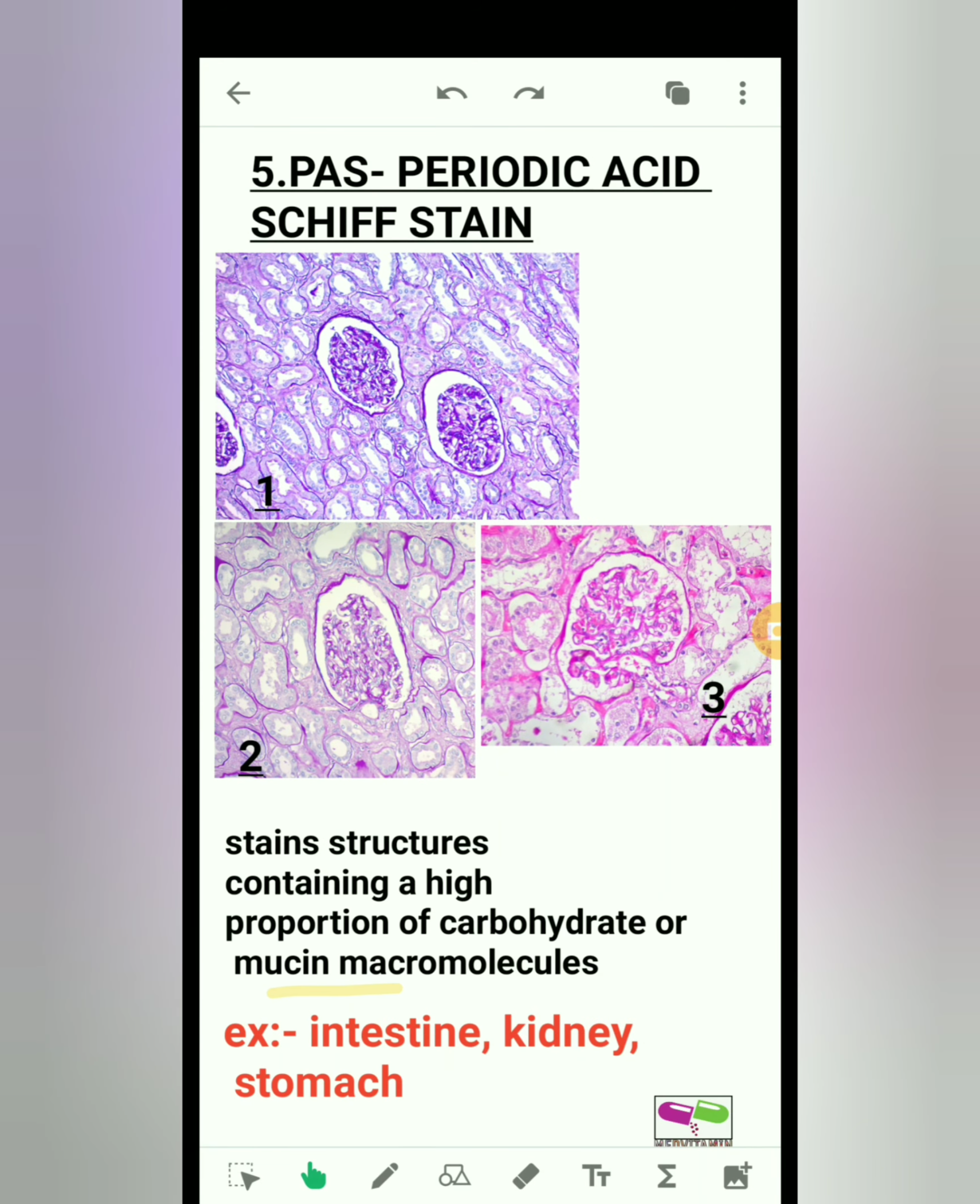It helps to identify esophageal candidiasis, liver in glycogen storage disease, gastric signet ring cell carcinoma, and also Paget's disease of the breast and Ewing sarcoma. All are PAS positive cases.